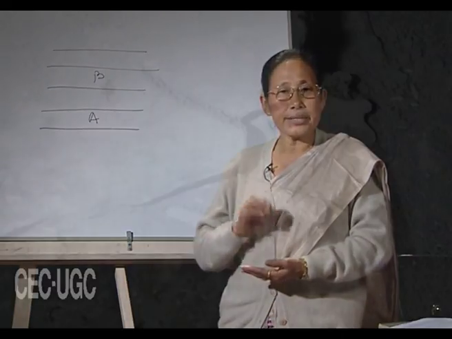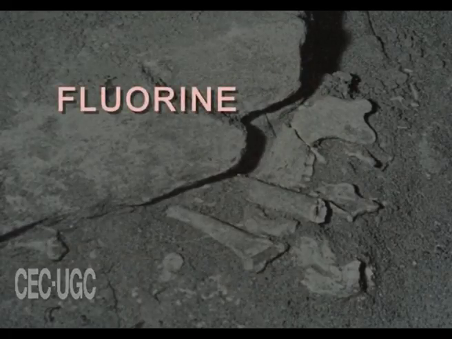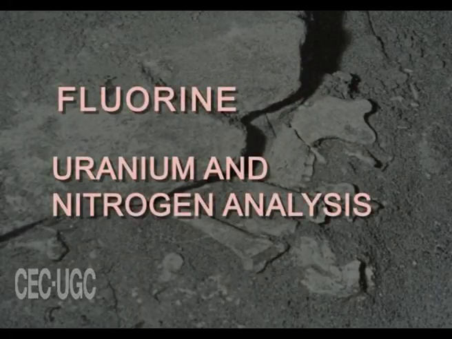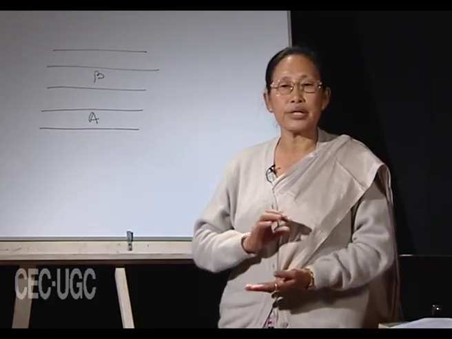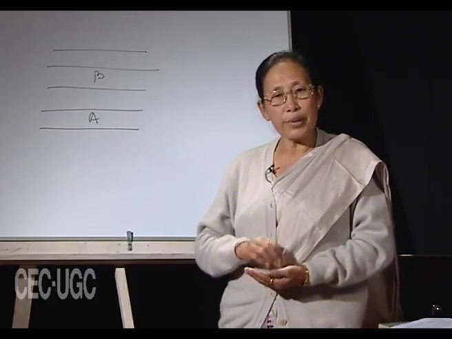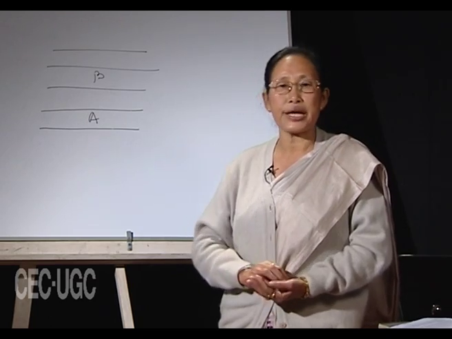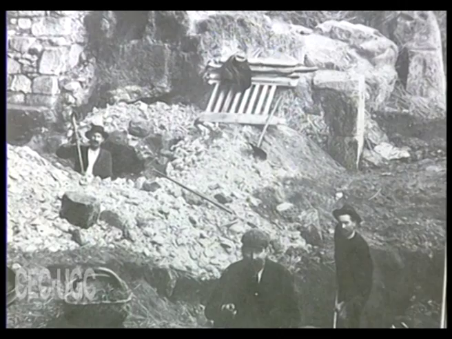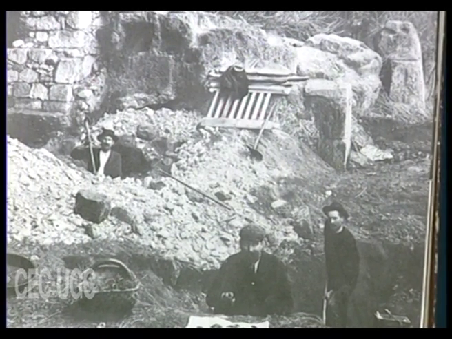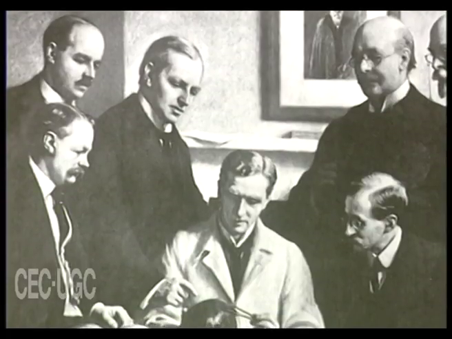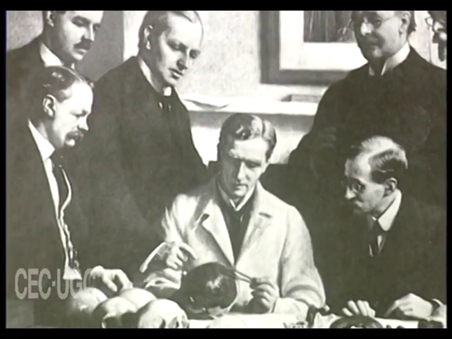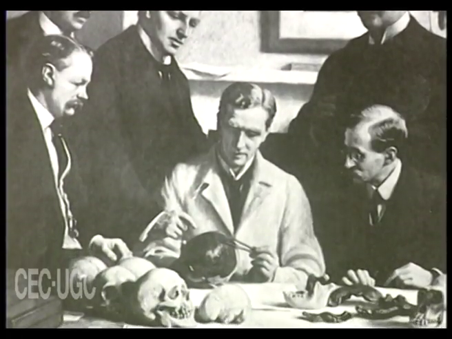But methods like fluorine, uranium and nitrogen analysis have been found quite suitable for the relative dating of bone materials within a particular site. For example, it played a major role in exposing the famous Piltdown forgery by demonstrating that the jaw of the alleged early specimen of man was of modern age.